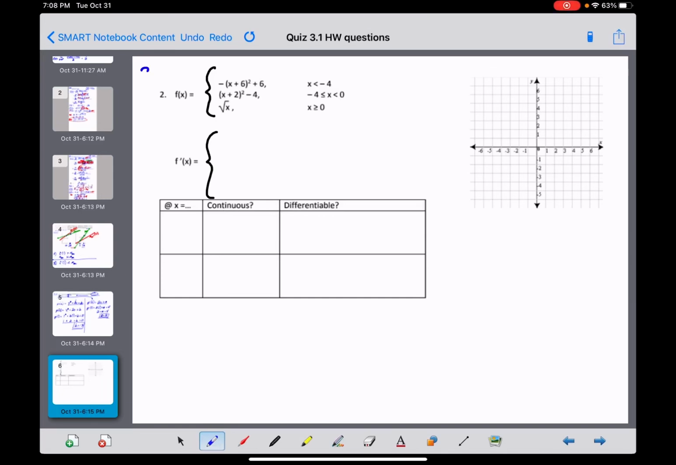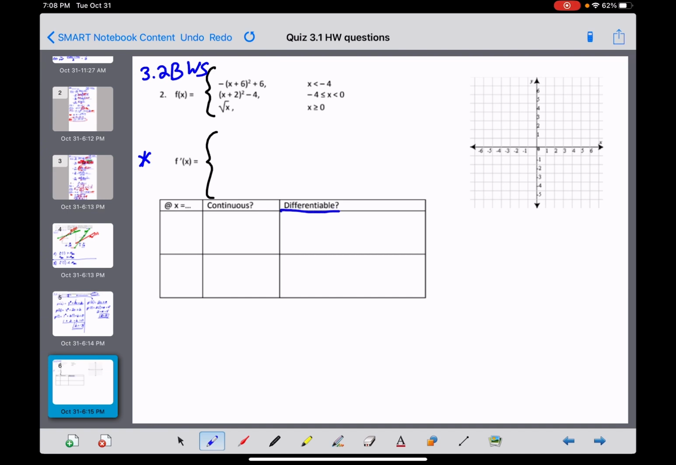All right, on the 3.2b worksheet, a question was asked about problem number 2. So it's a piecewise defined function here, and I've asked you guys to come up with the derivative of the piecewise function, and then more importantly, talk about whether the function is differentiable at its seams here.